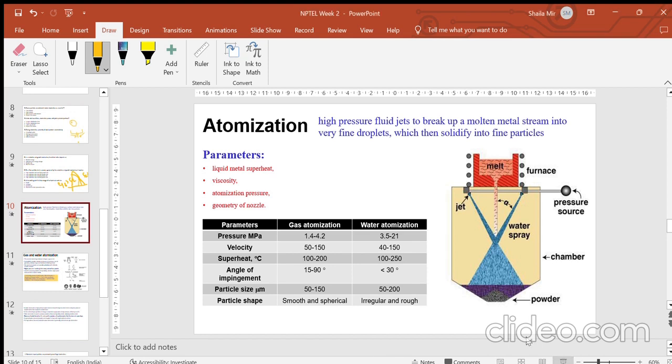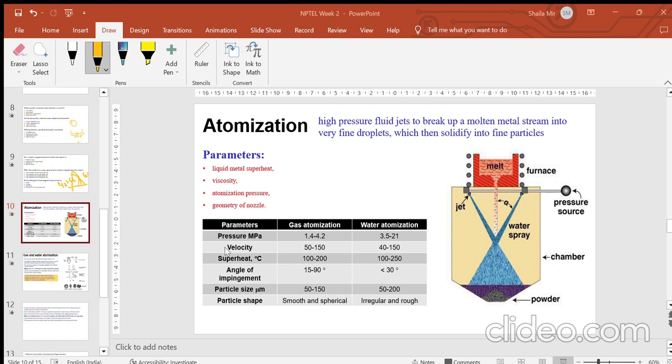So then the other parameter is the atomization pressure. At what pressure you are impinging the molten metal will have an effect on your particle size because we saw that if you have a high velocity jet you will have a finer size. If you have a low velocity you have a coarser particle size. And also the geometry of the nozzle influences it, what kind of an orifice it has, whether it has a conical orifice, whether it has a larger orifice, that will influence your particle sizes and shapes.